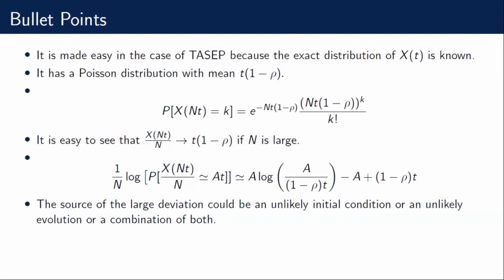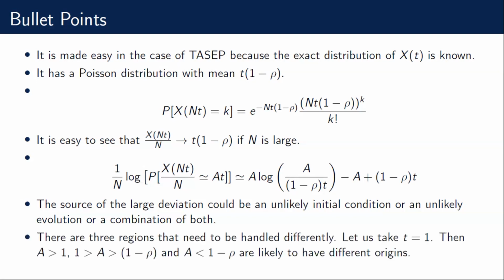You could have a large deviation. There are three regions that are handled differently. Let's pick the time to be t equals 1. Then the particle might have moved a distance larger than 1, or a distance between 1 and 1 minus rho, or a distance which is less than 1 minus rho. And these are likely to have different origins.